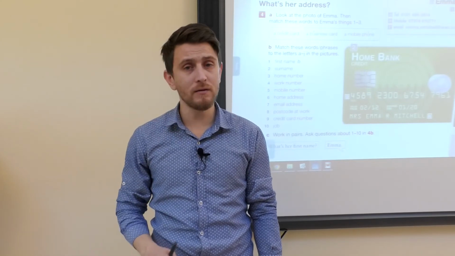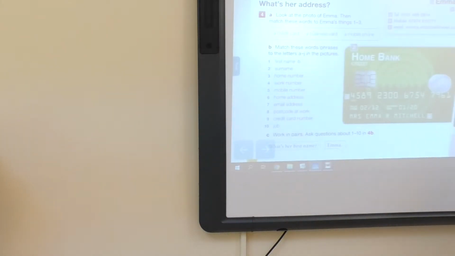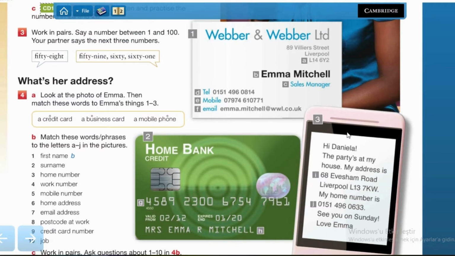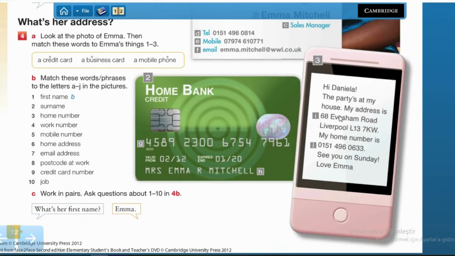What's her job? You can say her job is, but this is not very common. Use subject pronouns. What's her job? She's a sales manager. So we have Emma's personal details. Now we know her surname, her home number, her work number, her mobile number, her home address, email address, postcode at work, credit card number, and lastly, job.